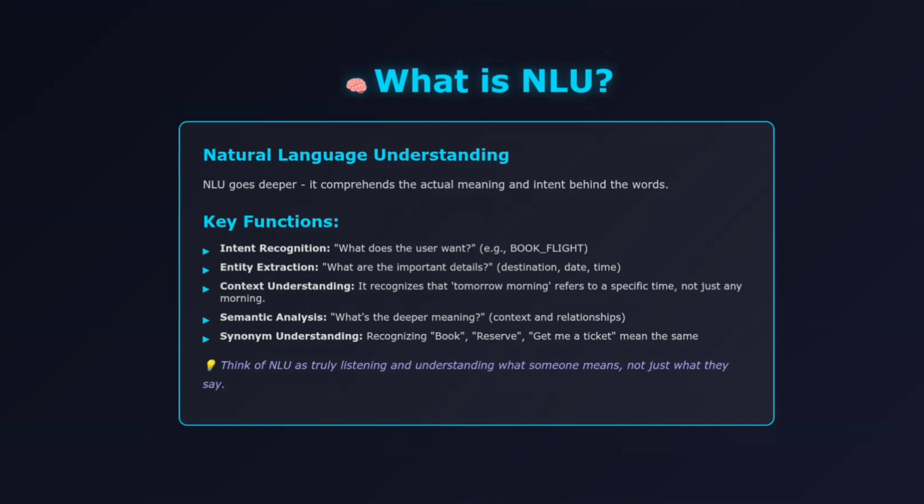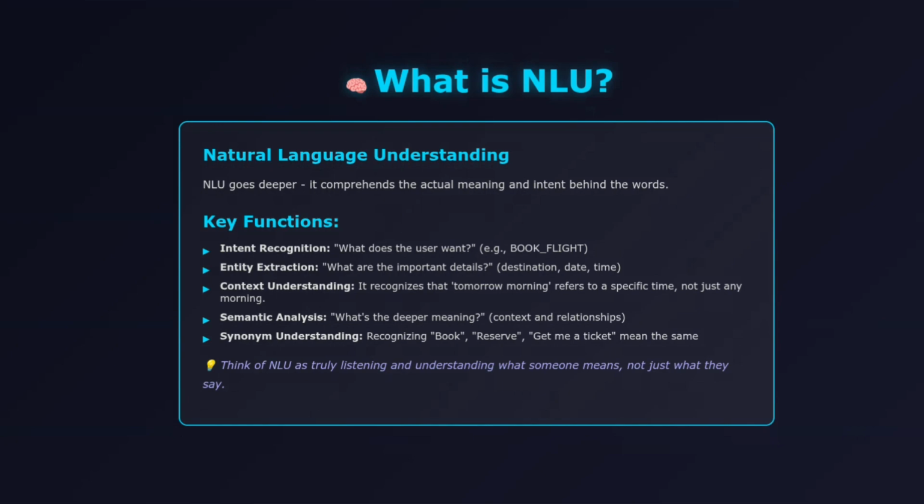NLU focuses on intent recognition. It identifies that the user wants to book something. This is the core action. Entity extraction. It pulls out the important details. The destination is Paris, the date is tomorrow, and the time is morning. Context understanding. It recognizes that tomorrow morning refers to a specific time, not just any morning. Semantic analysis. It understands the overall meaning, not just individual words.